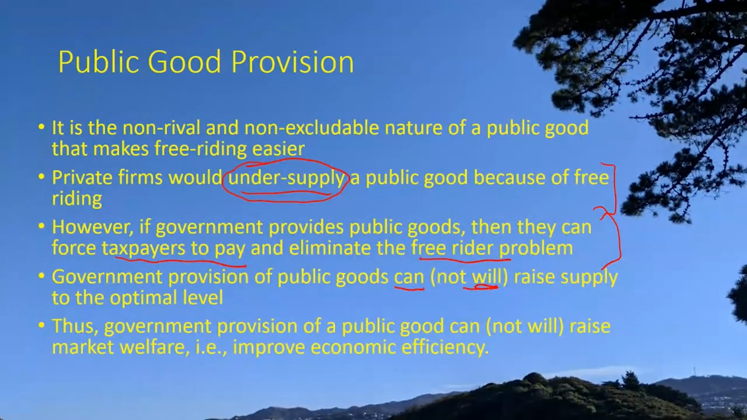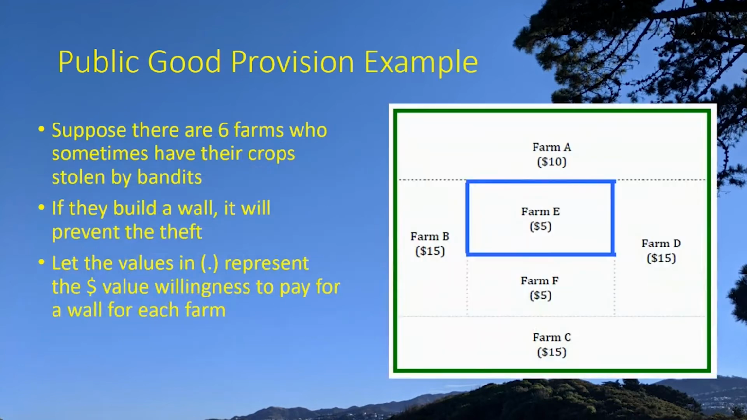So when the government provides for the national defense, for example, it can provide the optimal level of national defense, but it doesn't automatically do that, because there are going to be different levels of public goods that can be provided, and the government can also undersupply or oversupply a public good relative to what's optimal. So just because they do supply a public good doesn't mean that they will do it at the optimal level. Okay, so let's do one example here.